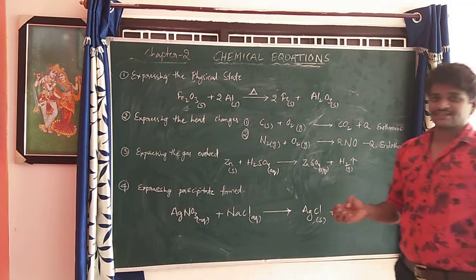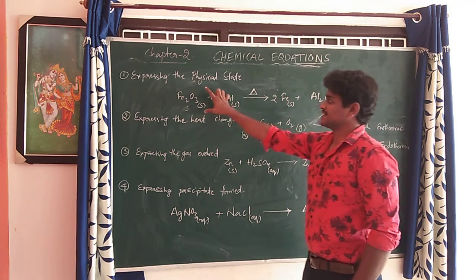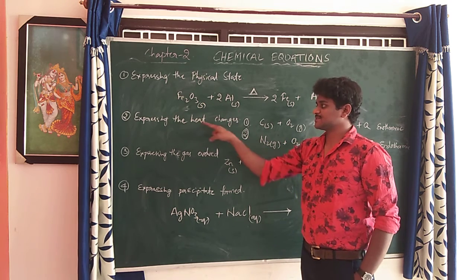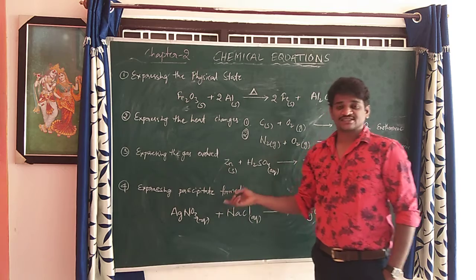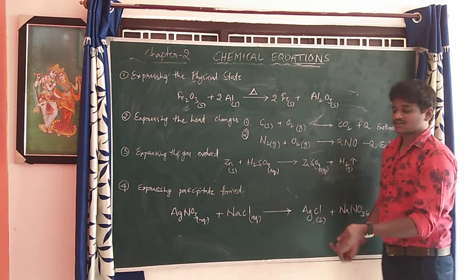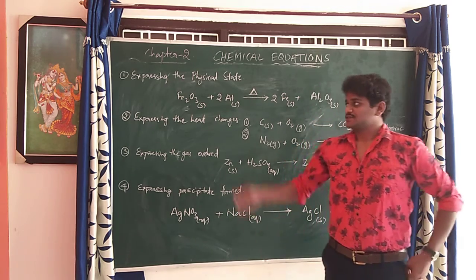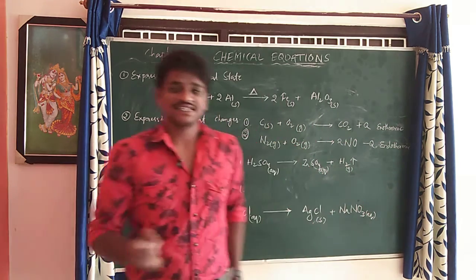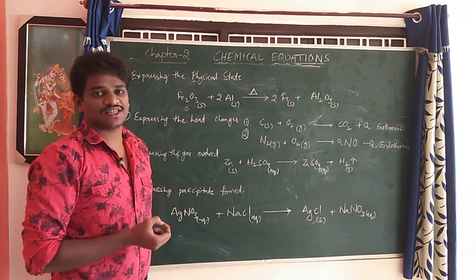A chemical reaction can express the physical state of the elements, the heat changes, and whether gases are evolved or not. In the reaction itself, we can also write whether a precipitate is formed or not. So, coming to the expression of physical state, what type of state is there?